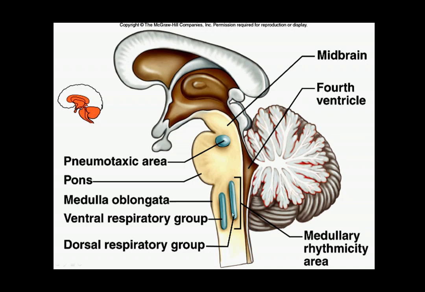And here it just shows you the locations. I'm not going to ask you on the test, but just so you can see the dorsal group. This is obviously over here on the right side, the posterior part of the brain.